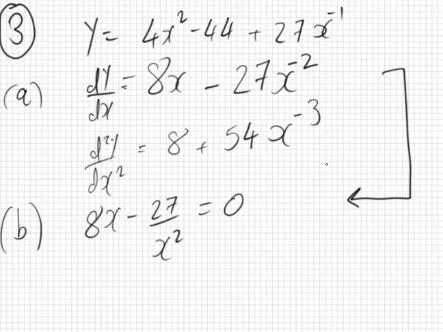Alright, so someone give me the suggestion of how to solve this. Move the 27 over. Yep, that's one way to do it. That's how I did it last year. I feel like doing it differently this year. So give me another suggestion. Multiply everything by x squared. Yeah.